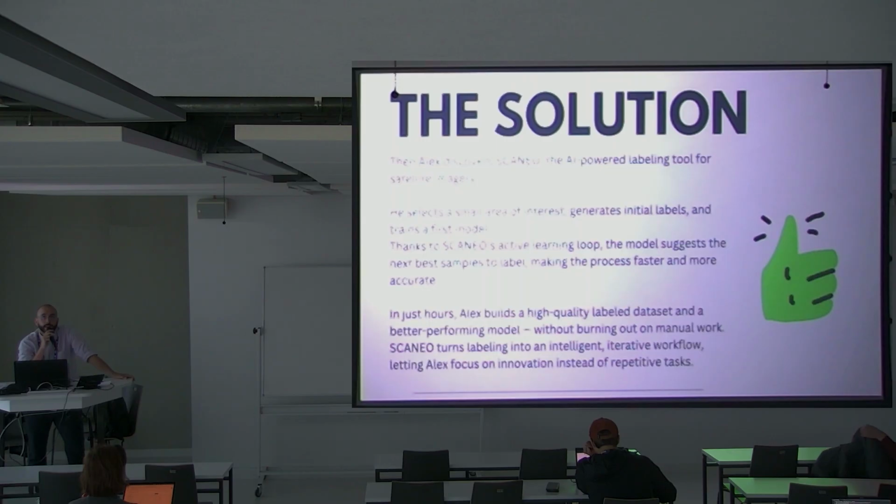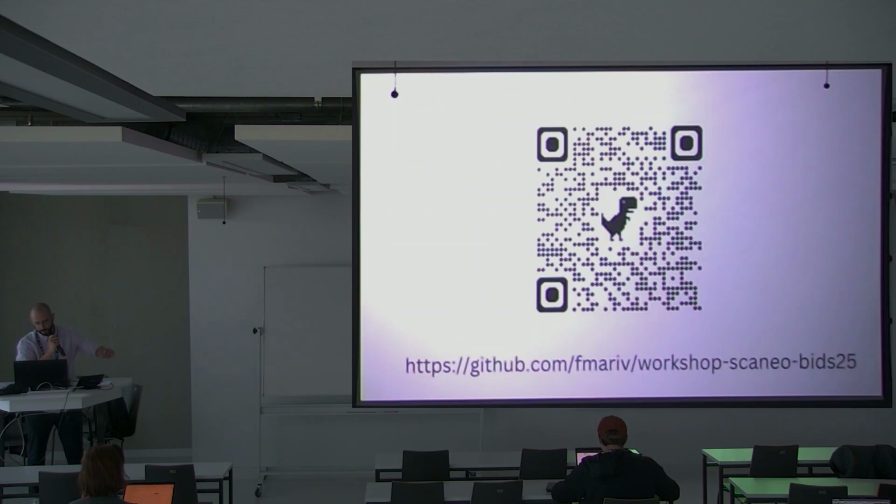But then Alex discovers SCANEO, the AI-powered tool for satellite imagery that we are going to see. He selects a small area of interest, generates labels, and trains a model. Thanks to SCANEO, the model suggests the next best samples to label, and the process is faster and more accurate. So Alex can do in hours what used to take weeks. And this is what we are going to see in SCANEO in this tutorial.